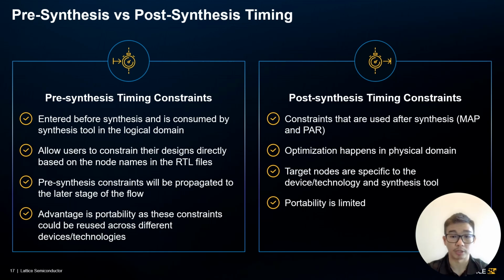Post-synthesis timing constraints, on the other hand, refer to the constraints that will be consumed after synthesis, such as map and par. Here, optimizations happen in the physical domain. Because of that, the target nodes are specific to the device and synthesis tool used, and hence portability is somewhat limited.